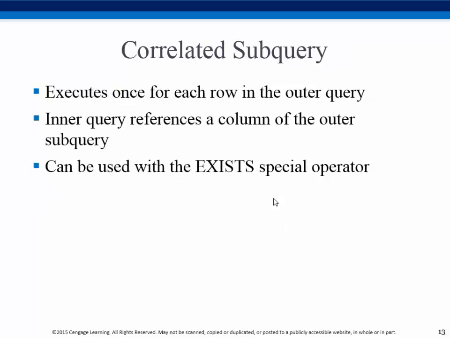All right, a correlated subquery executes once for each row in the outer query. The inner query references a column of the outer query. It can be used with the EXISTS special operator. Examples of a correlated subquery are on page 342 in your book.